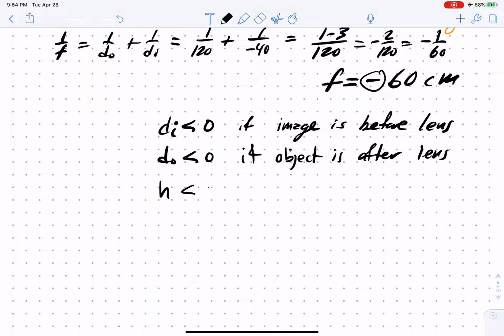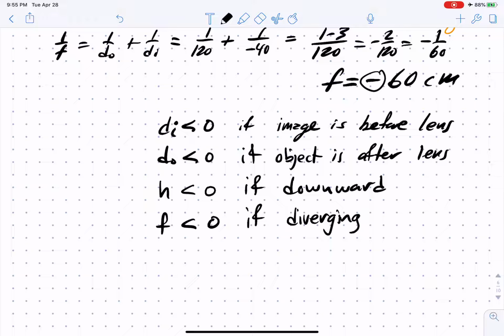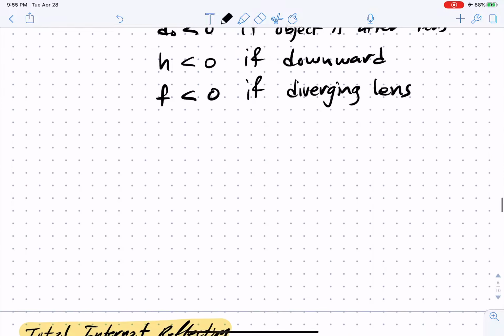The heights are negative if it's downward or below the axis. And the focal length is negative if it's diverging. Okay, so that's pretty much it for lenses.